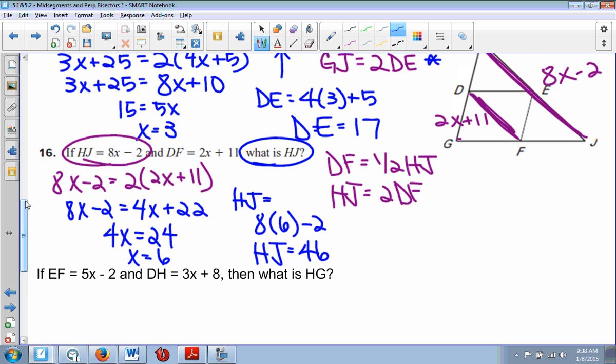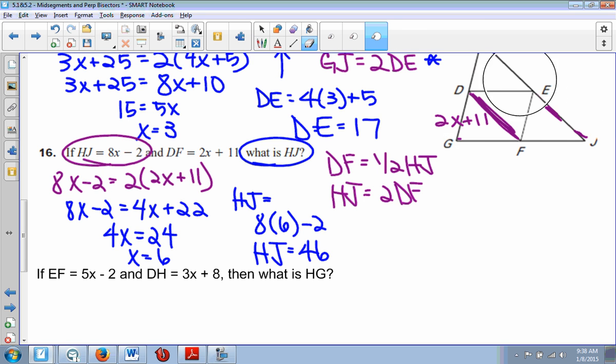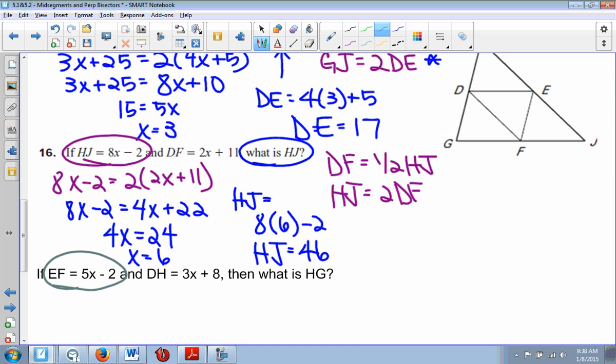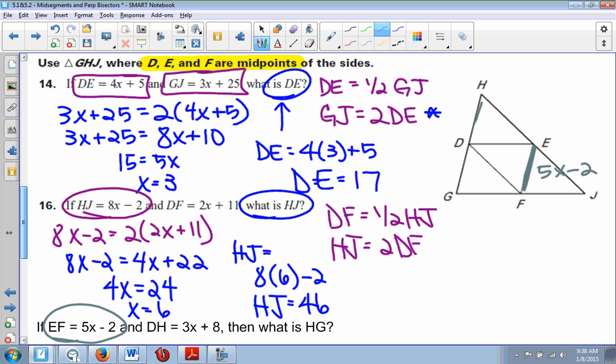The last one down here that we're going to look at, I'm going to erase everything on the picture again. So we're going to use the same picture. And let's label what they're given. First thing, EF, is right here. It's a mid-segment. It is 5x minus 2. And the last thing is DH that I'm given, which is this piece here. And that is 3x plus 8.